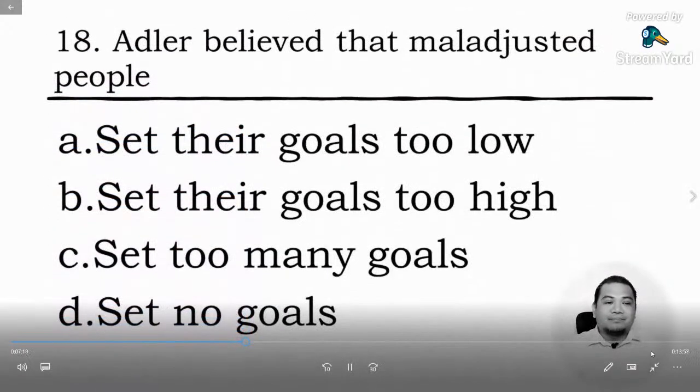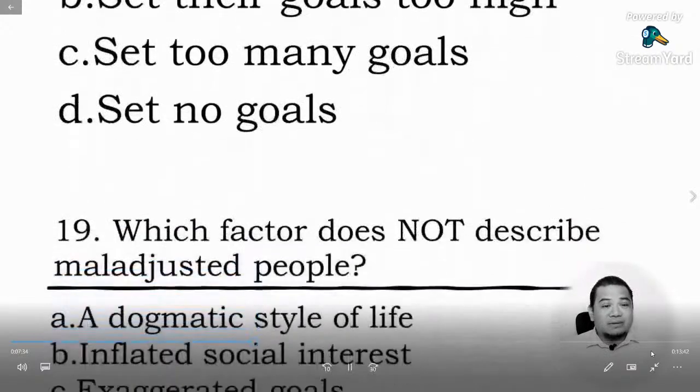Number 18. Adler believed that maladjusted people A. Set their goals too low. B. Set their goals too high. C. Set too many goals. Or D. Set no goals.